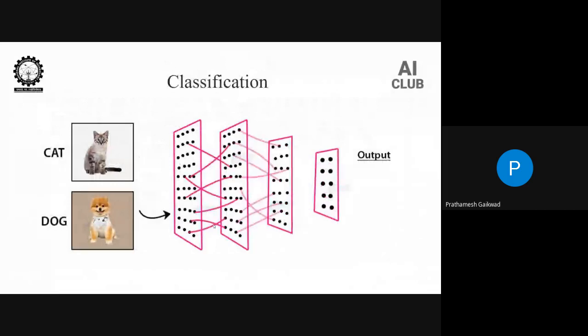This is how a classification task looks like. We'll have various types of images, which will be fed through the neural network and it will predict the output about that image, like whether it is a cat or a dog. It will classify it into different classes. So this is the classification task.